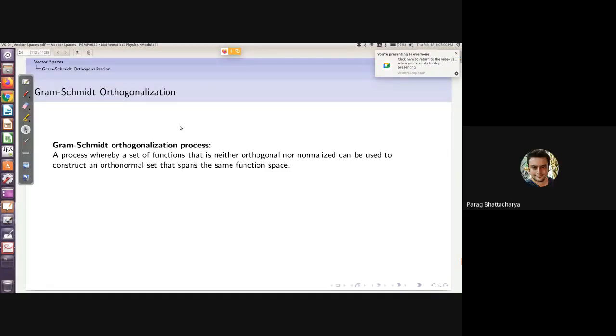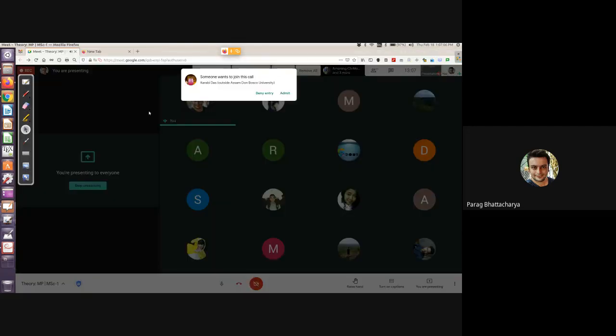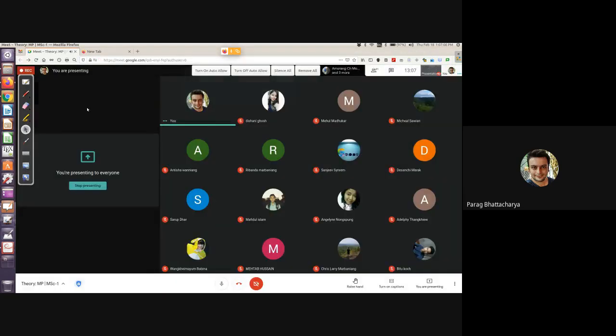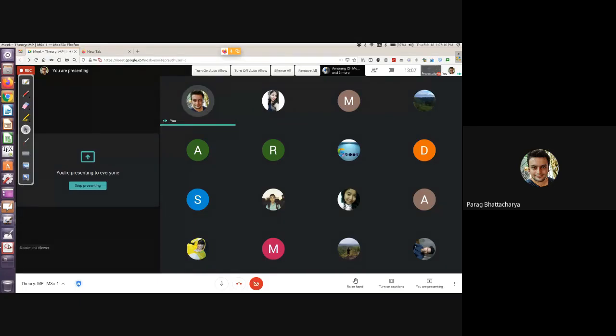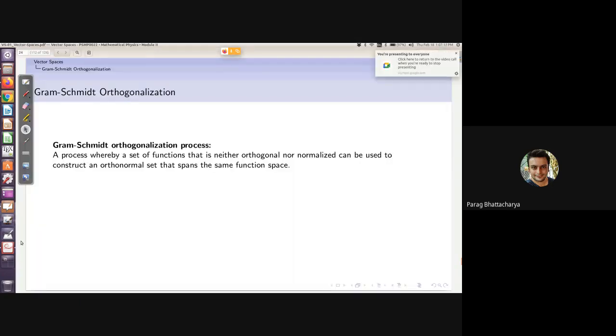All right, great. So today we are going to talk about what is known as the Gram-Schmidt orthogonalization. I have already briefly mentioned it to you in my previous class. That is, what if I don't have a set of orthogonal vectors? In that case, we can create our own set of orthogonal vectors given any set.